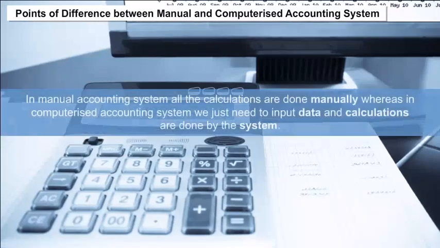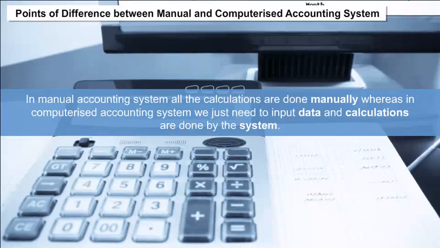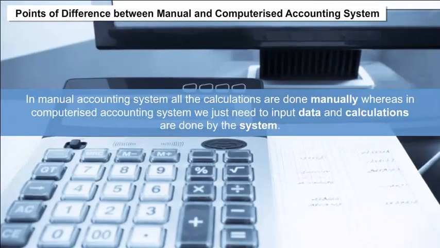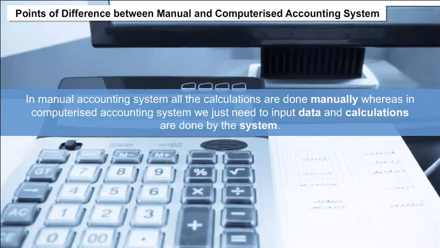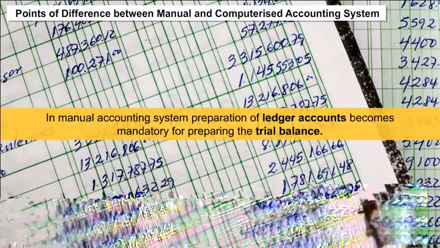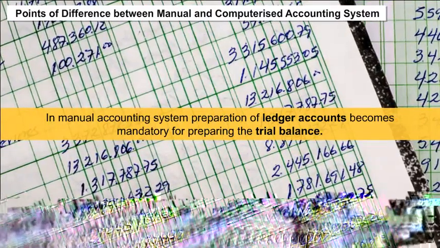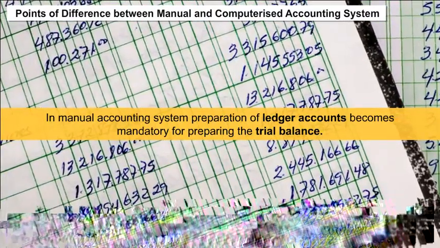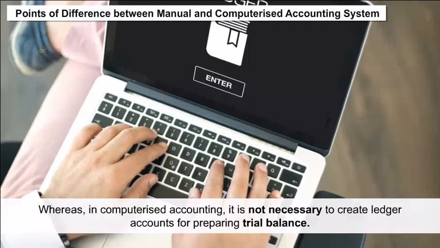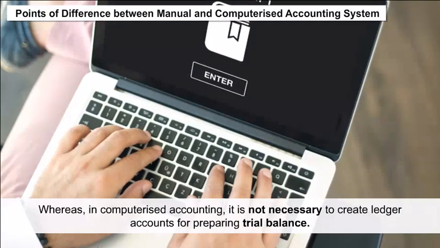Calculation. In manual accounting system, all the calculations are done manually, whereas in computerized accounting system, we just need to input data and calculations are done by the system. Summarizing. In manual accounting system, preparation of ledger accounts becomes mandatory for preparing the trial balance. Whereas in computerized accounting, it is not necessary to create ledger accounts for preparing trial balance.